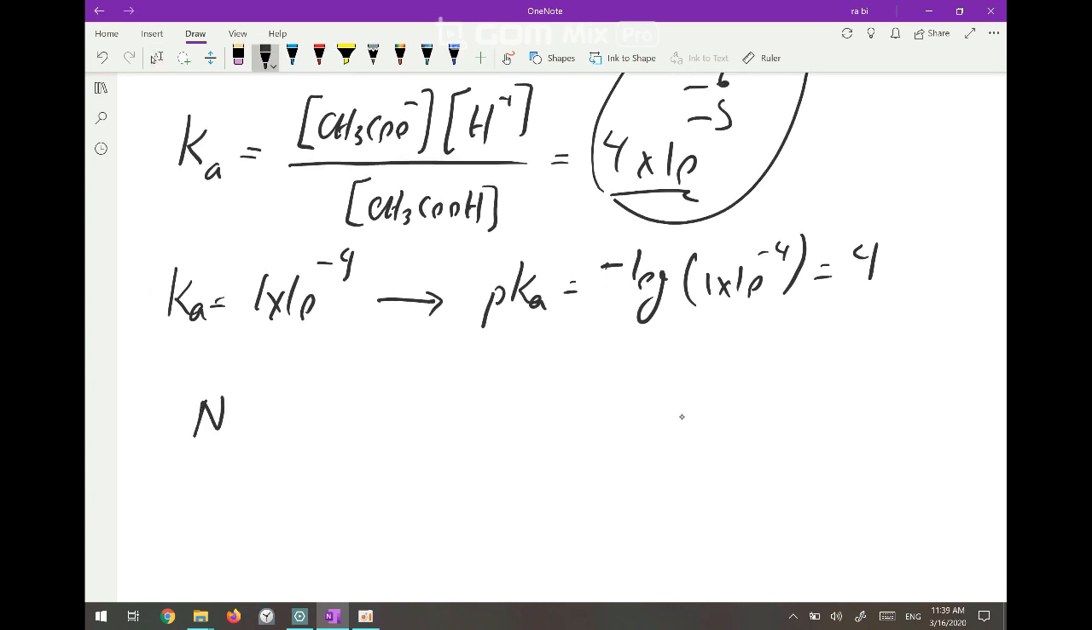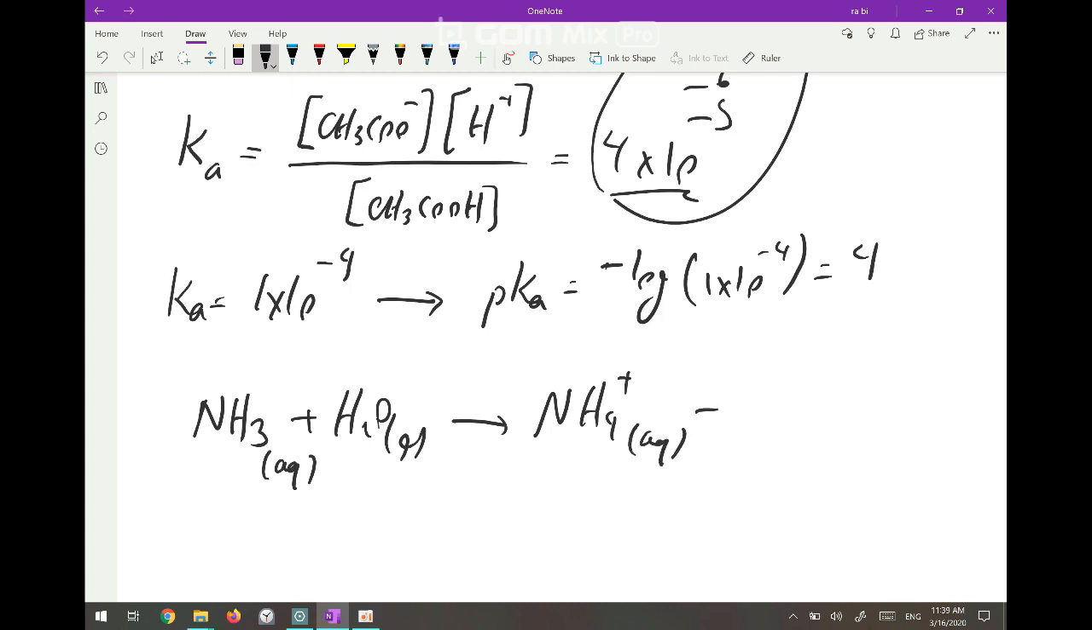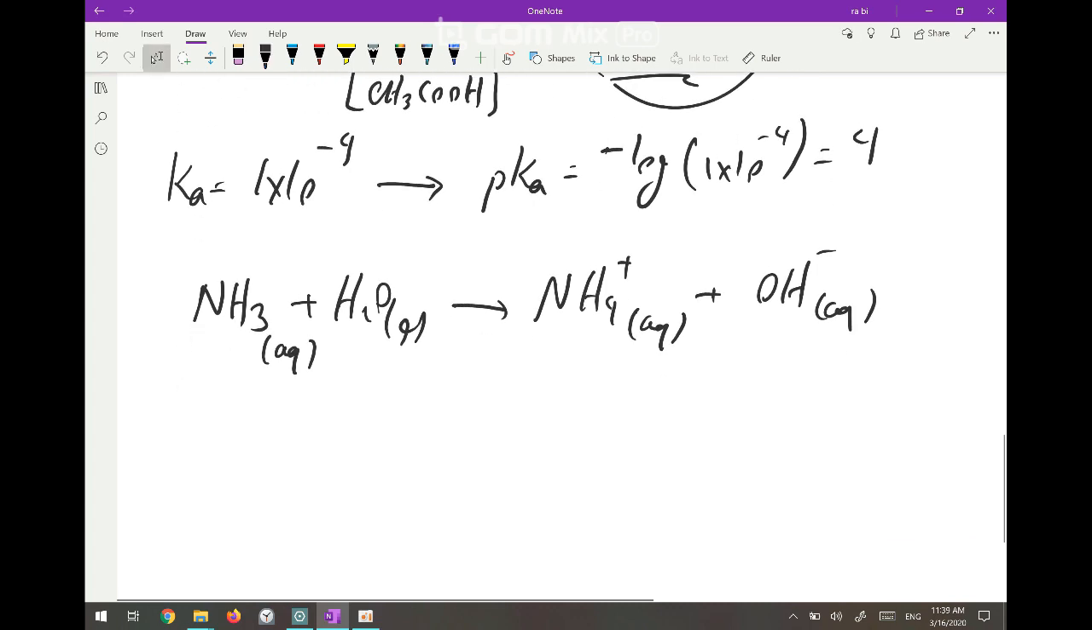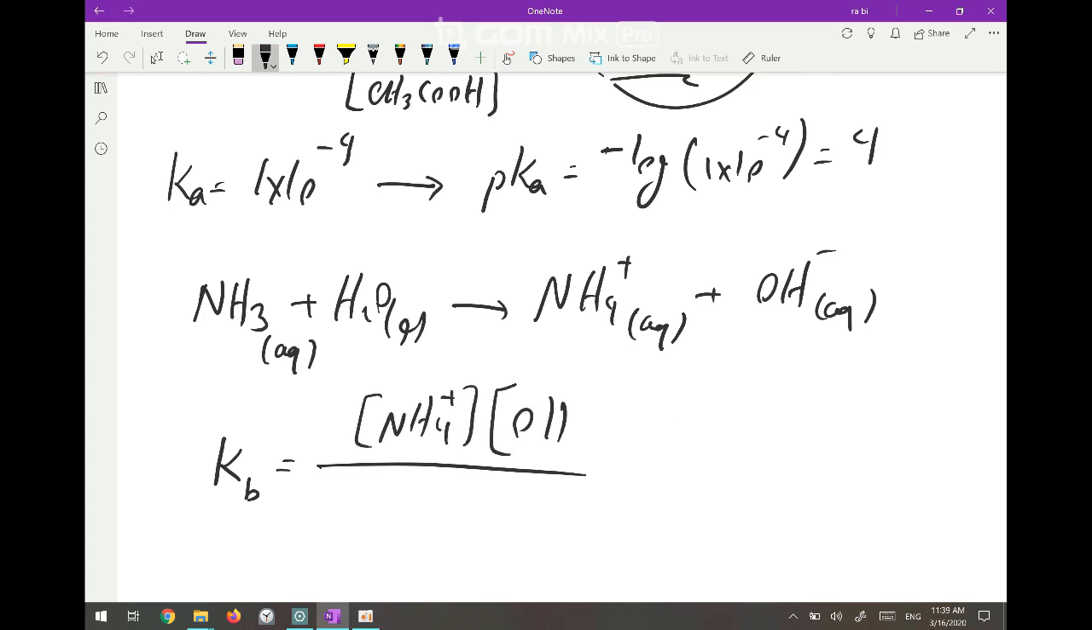Okay, you have the same concept for the base. So a weak base that we have is ammonia, NH3. When you put it in the water, H2O, because it's a base, it accepts the proton from the water, it becomes NH4 plus aqueous, and water loses 1 H plus, it becomes OH minus aqueous. Again, for this one, we can write the equilibrium constant. Because we have the base, we say base equilibrium constant. So it becomes the concentration of NH4 plus times OH minus over the concentration of NH3.